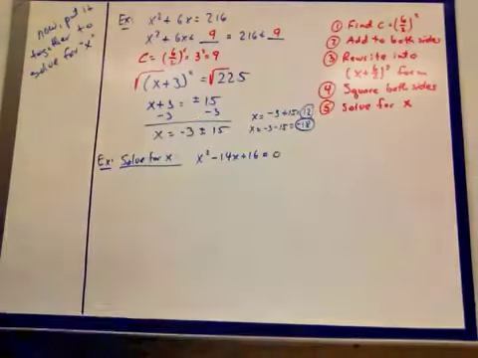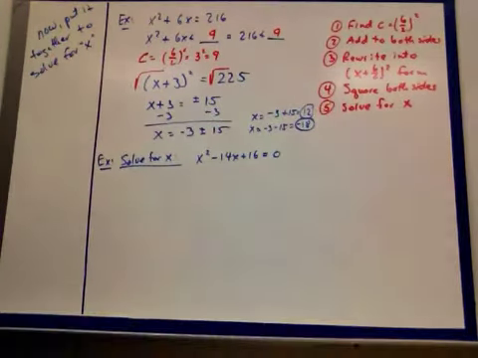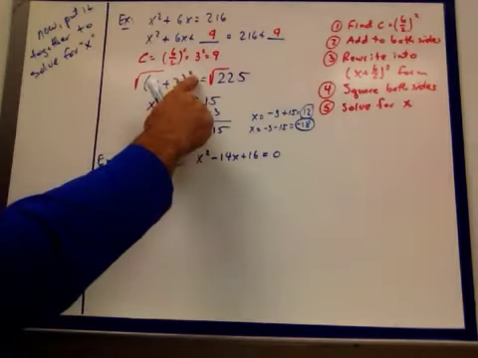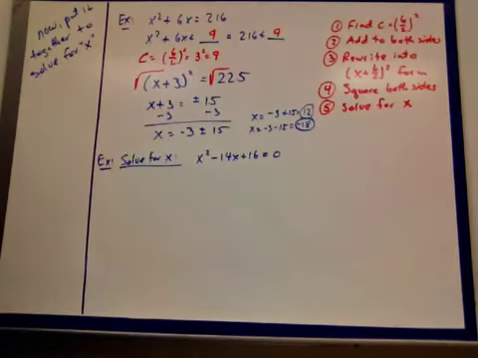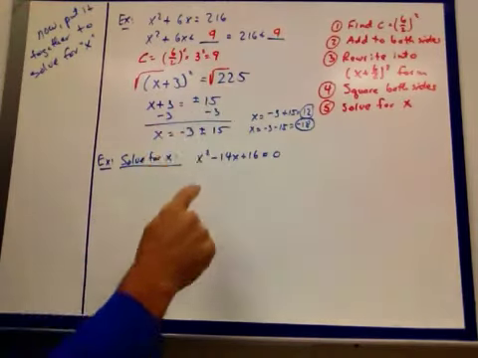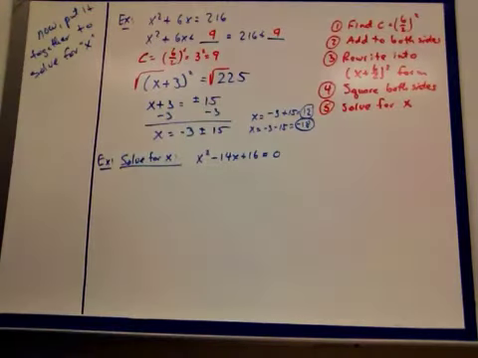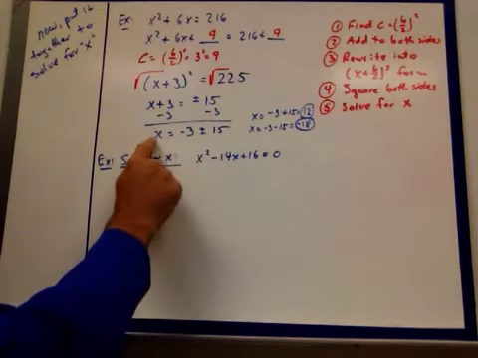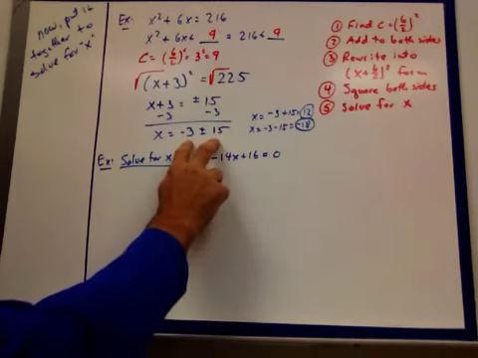I can square root both sides. And the square root of something that's being squared is just what it is, x plus 3 in this case. And the square root of 225 is positive or negative. That's what that means, plus or minus 15. Because it doesn't matter if you put a positive 15 or a negative 15. When you square it, you're going to get 225. And then I'm going to subtract my 3 over to solve for my x. So that's what I get.